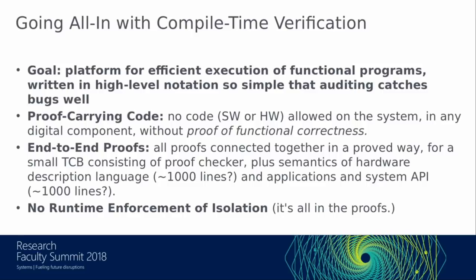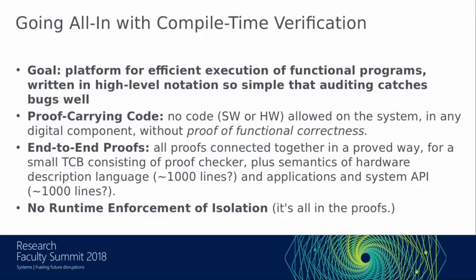And this should be doable in an end-to-end way where we're going to take all the proofs that we require be provided for all the components installed on the system and snap them all together so that we get a very small TCB that contains just our proof checker as well as the semantics of sort of the top and bottom level APIs of the system, where the bottom is ideally a hardware description language and the top is just the nice high-level functional version of our applications and the system API view that they see.